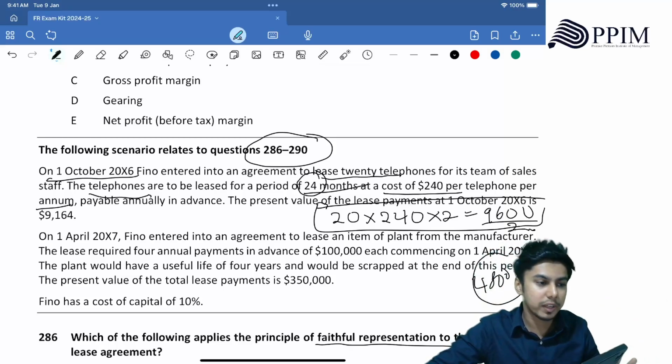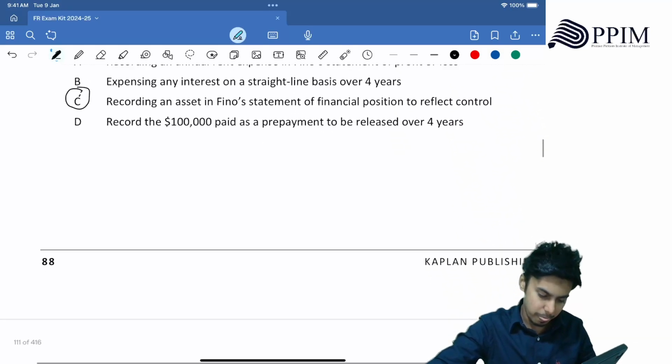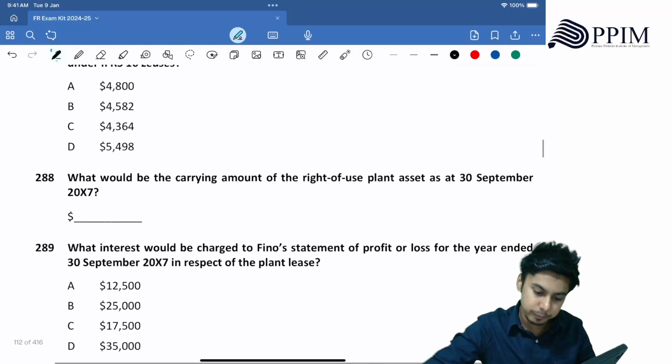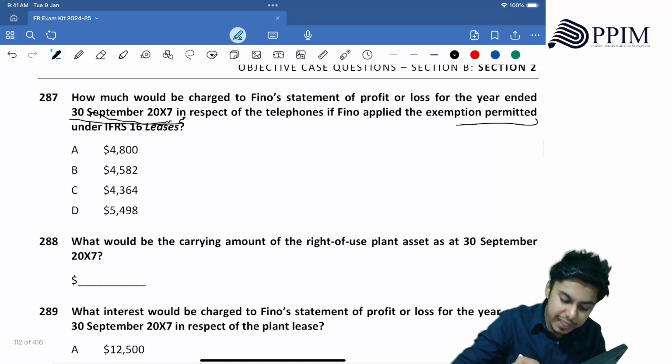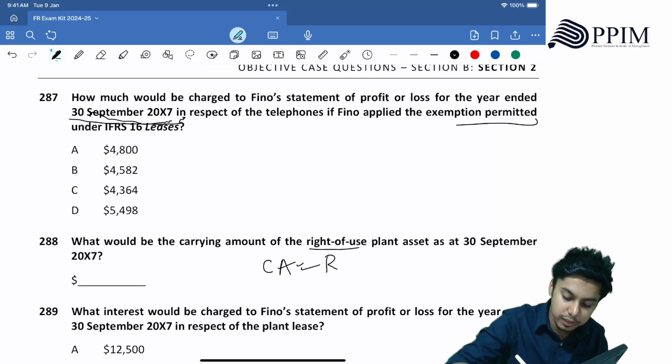Are we all okay with this one? Shall I move to the next question then? Okay, next question. What are they asking? What is the carrying amount of right of use? Normally how do we find carrying amount? Right of use minus depreciation.